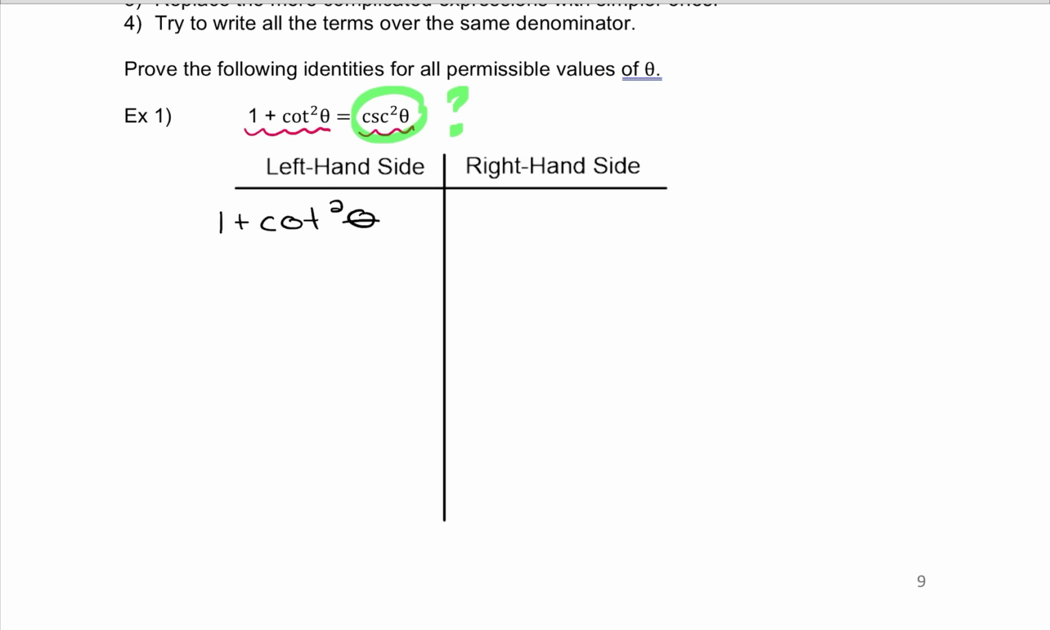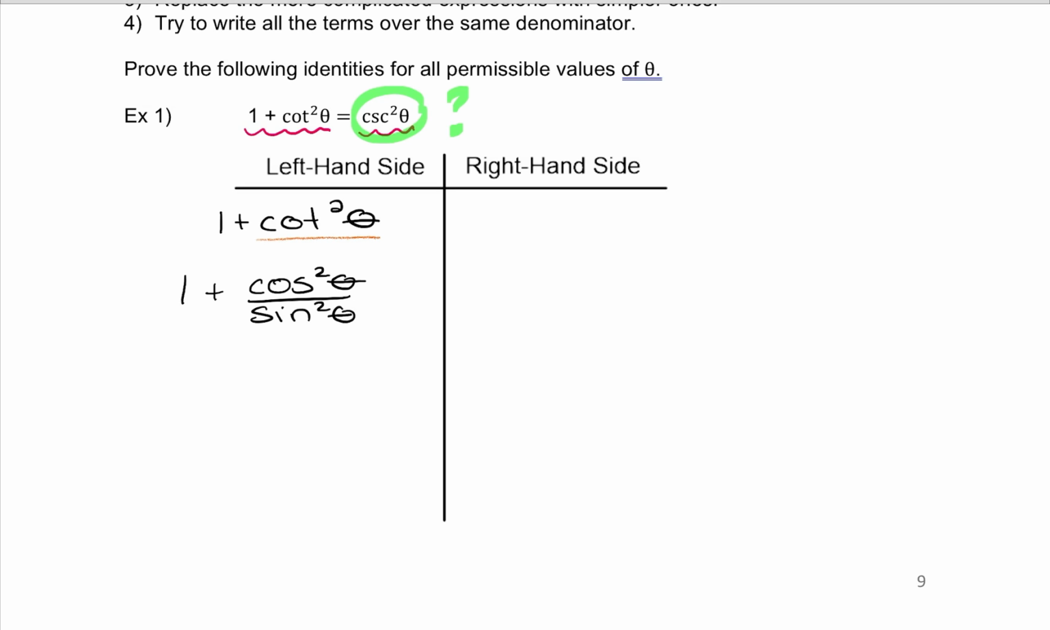With that being said, I can work exclusively on the left-hand side, or I can actually work on both sides, and I'll show you those different strategies as we go. So the first thing I'm going to do here is try to change the cotangent to cosines and sines. So this will be 1 plus, cotangent is cos over sine, so cotangent squared then is cos squared theta over sine squared theta.